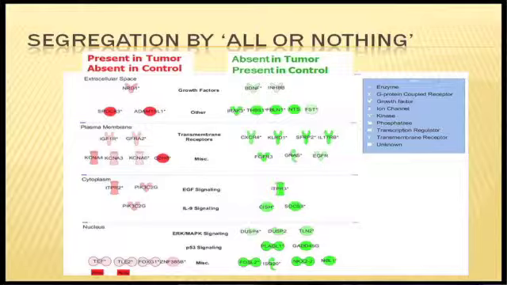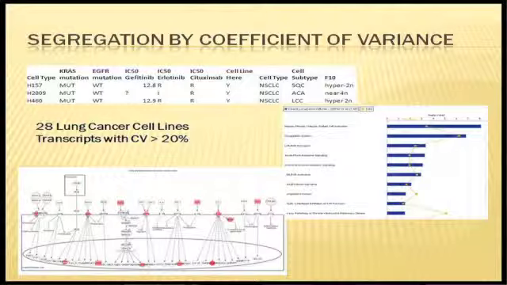So what if you don't have something to compare to? And this happens occasionally, right? So here I'm given 28 lung cancer cell lines. I don't have any normals in here. What to do, right? Well, we could look at the different subtypes and do our comparisons there. We do hierarchical clustering. But we can also segregate by coefficient of variance.